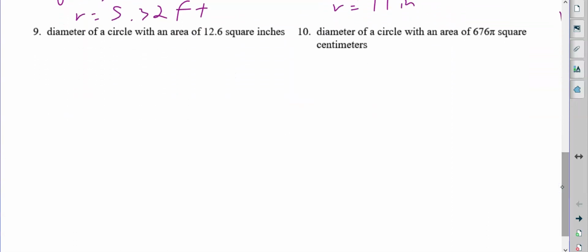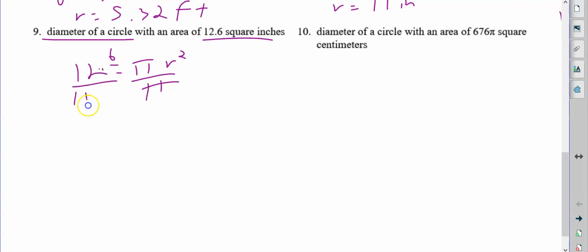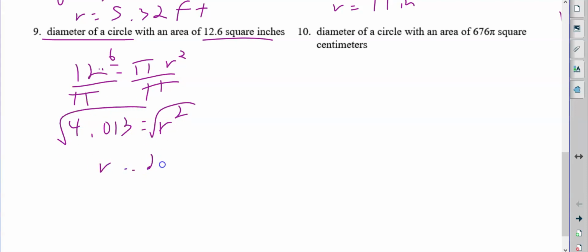Number 9, we know the area again. This time we're trying to find the diameter. So we have one extra step. Equals pi r squared. I forgot the 6. Okay, so again, we're going to divide by pi. That's going to give us 4.013. You can kind of see where this is going. Square root, r equals basically 2, which means the diameter is going to be 4 inches.